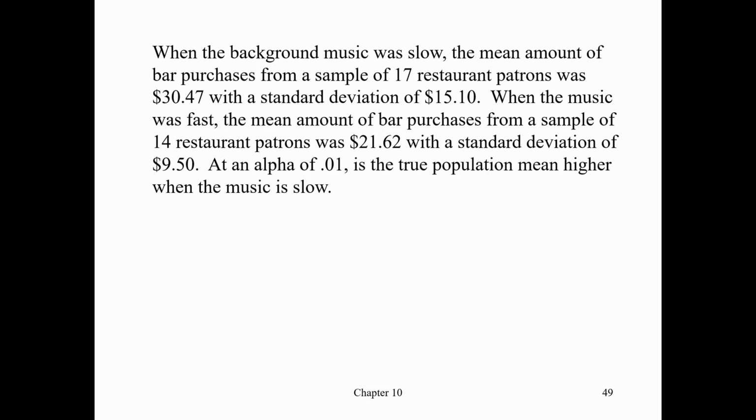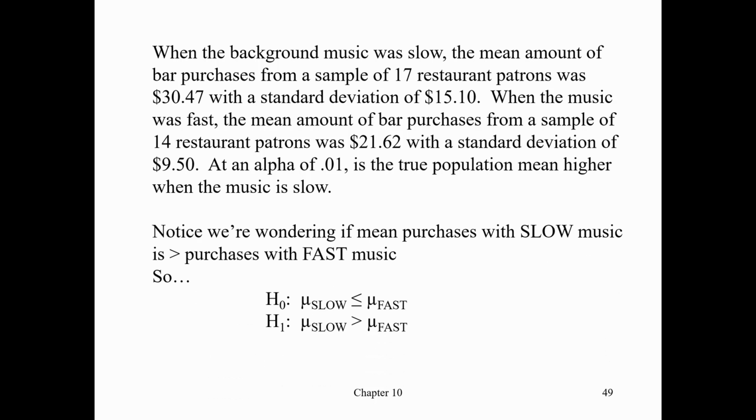And is the true population mean higher when the music is slow? So notice if I'm leaving it in this order, music is slow first. Slow should be greater than fast. So if I keep it in this order, I have a greater than problem. Notice we're wondering if mean purchases with slow music is greater than purchases with fast music. So as long as I put slow first, I'm going to have a greater than in my claim. So this is a greater than problem in terms of what I put in Megastat.